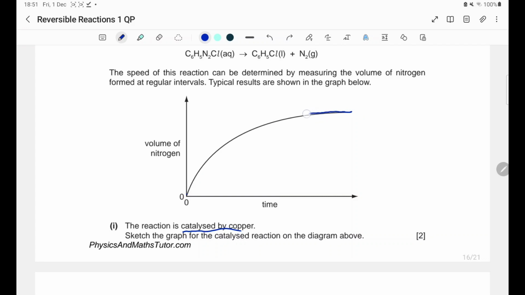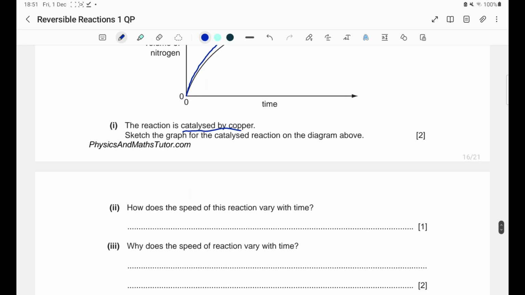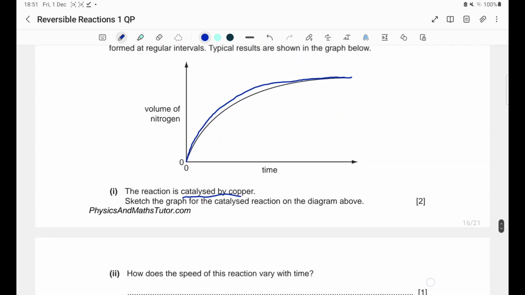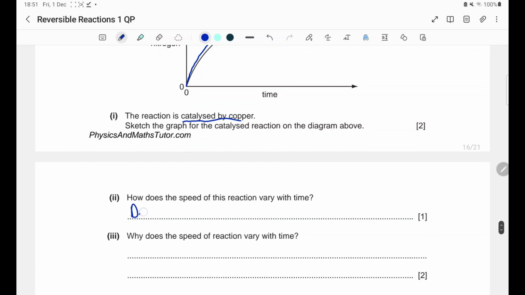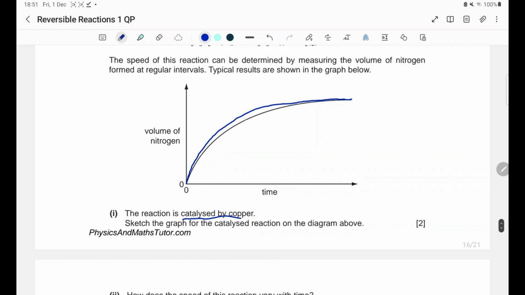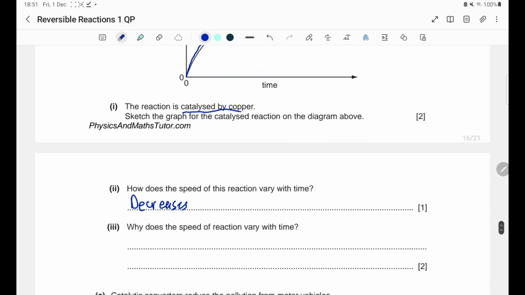Again, your sketching will be easier when you're doing it on paper. There we go. How does the speed of reaction vary with time? The speed of the reaction decreases. As you can see over here, this is a decreasing gradient, and this is an increasing gradient, just for information for anyone who did not know.